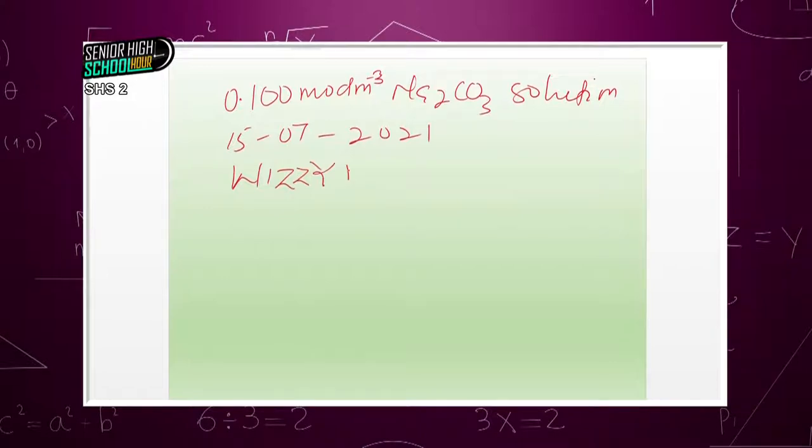You then paste it on the volumetric flask so that whoever walks in will know that this is sodium carbonate solution, concentration is 0.100 mole per dm cubed, date of preparation 15th July 2021. Who prepared it? The one who prepared it. You get it. So it's as simple as that. Preparing standard solution using solute.